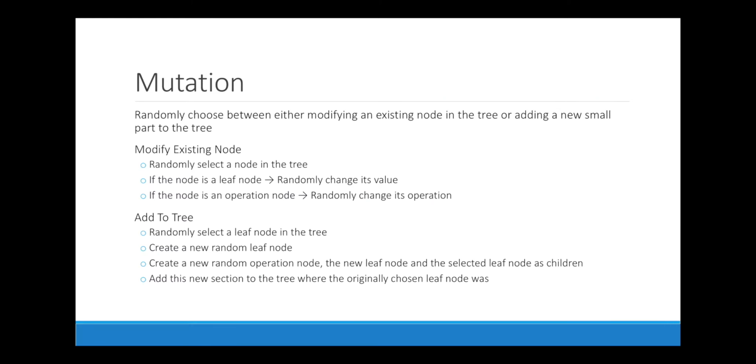So after these children trees are created, we mutate them by randomly choosing between 2 methods. The first method is called modify an existing node, and the second method is called add to tree. Let's see some animations to clarify how this is done.